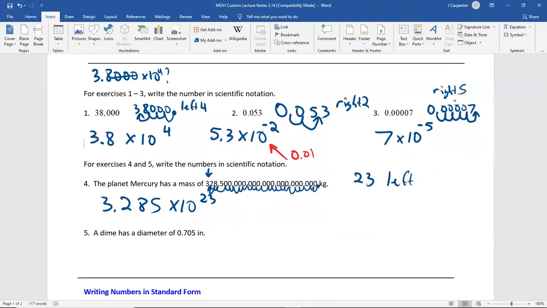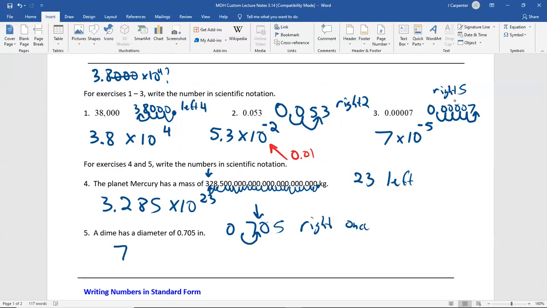A dime has a diameter of 0.705 inches. So our goal, I'll write this one again so it's less crazy, is to get the decimal behind the first non-zero number, which is the 7. So it's going to have to go right, and not a lot, just once. Just write one time.